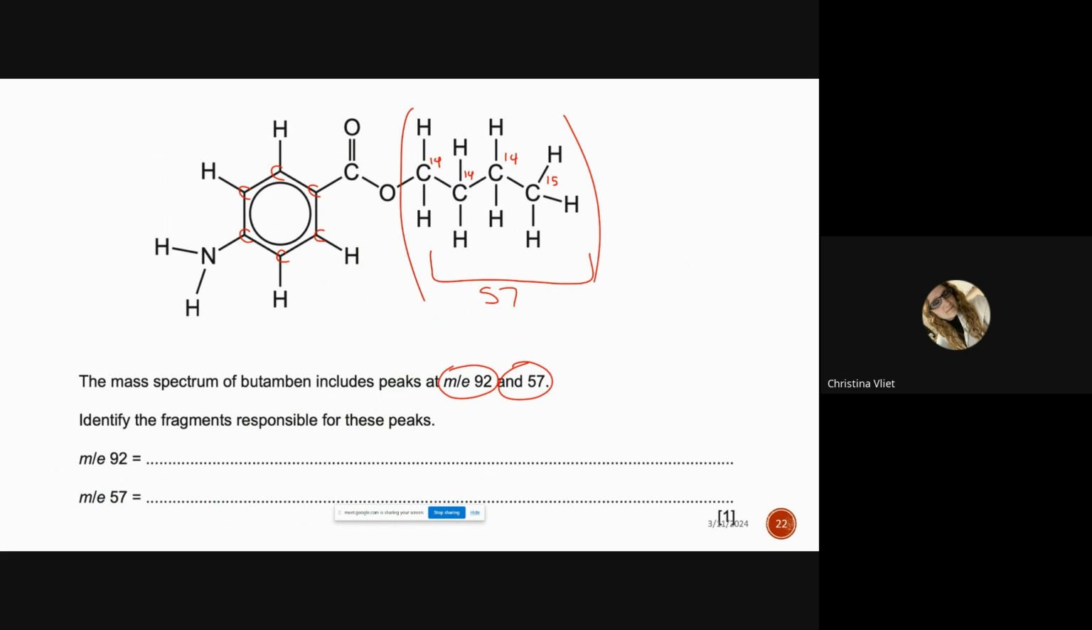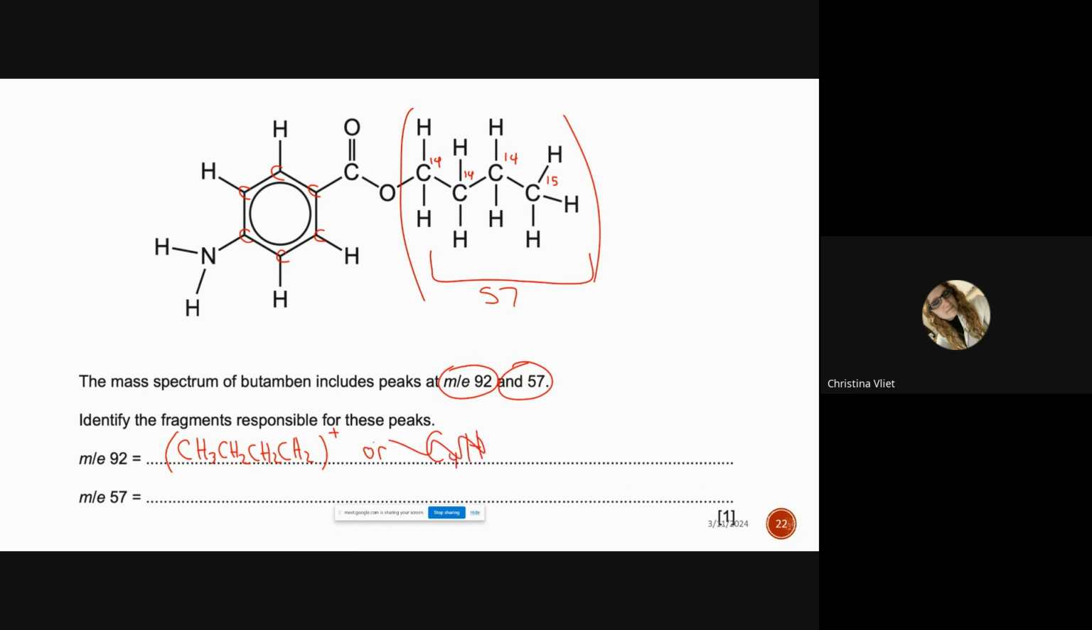Do we write the name of that, or do you just write the formula? Cut it off, write CH3, CH2, CH2, CH2, or you could condense and write 4 carbons and 9 hydrogens. What's important here is that because it's a mass spectrometer, an electron's always knocked off, so you have to write it like this.